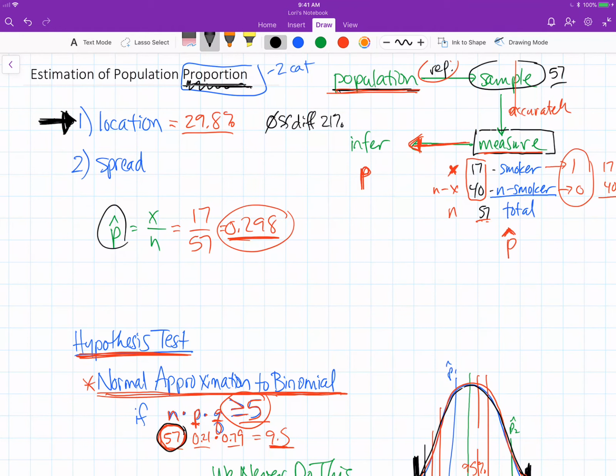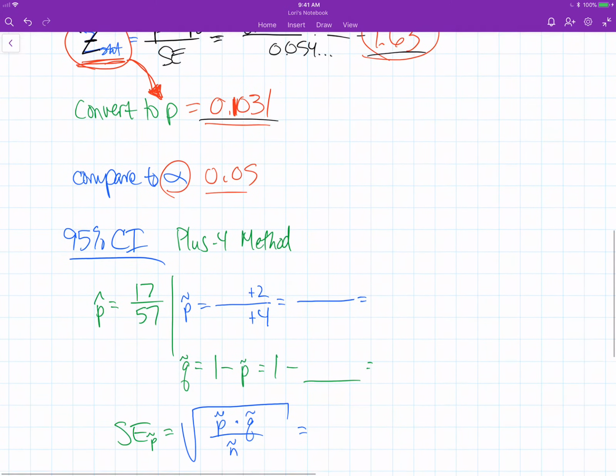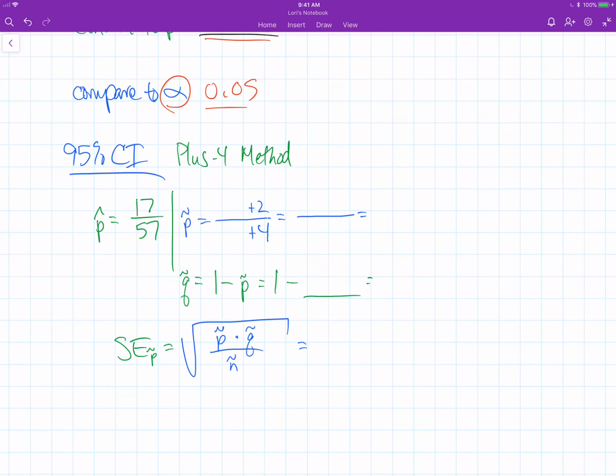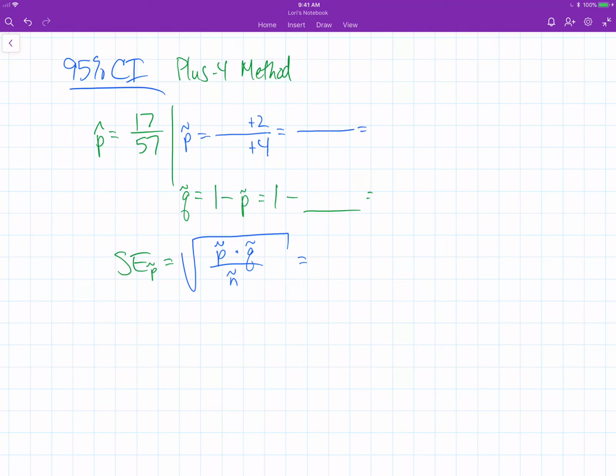The second thing that I would like to do is talk about spread, and specifically confidence interval. This is just another way of looking at the same exact kind of question. So let's go down here, and there is a special method for hand calculating a 95% confidence interval. It's called the +4 method.